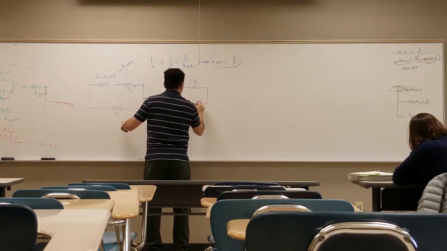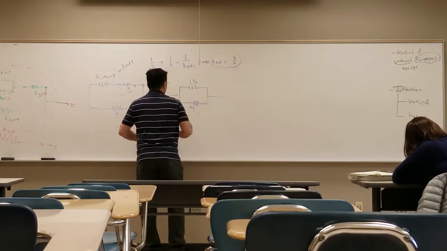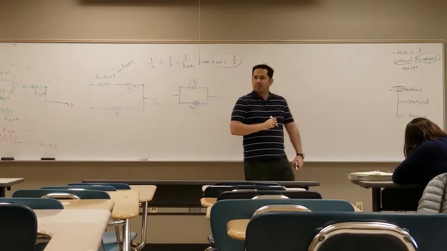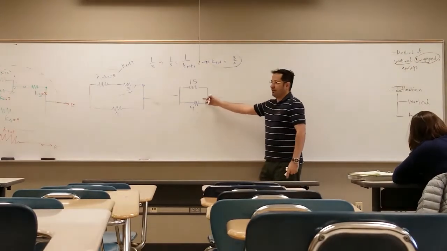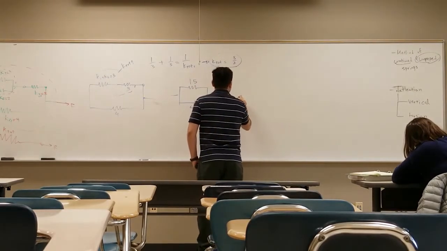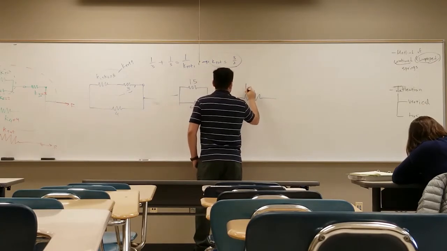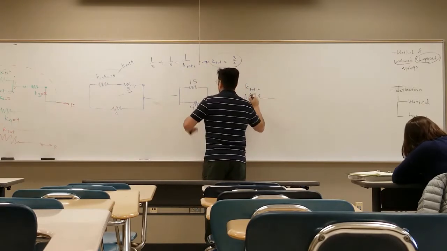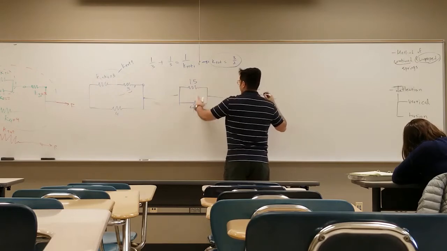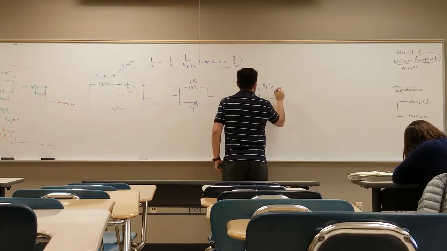This is in parallel with 4. So what would be the next step? 2 springs are in parallel. What should I do? Add them together. So the final thing is K total is equal to 1.5 plus 4, which is equal to 5.5.